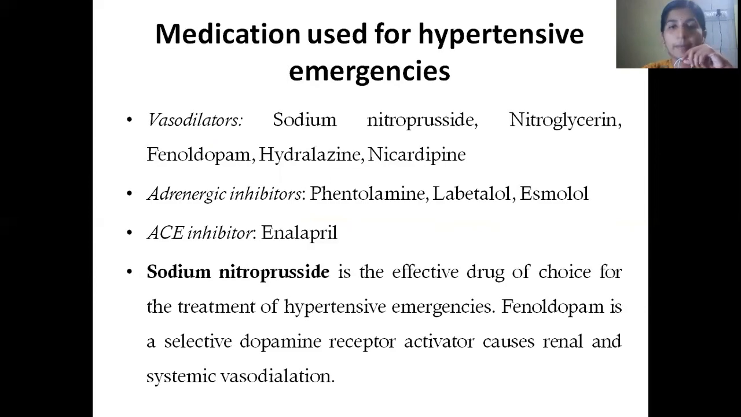So what are the common medications we can use for a hypertensive emergency patient? Usually we start with a vasodilator such as sodium nitroprusside, nitroglycerin, fenoldopam, hydralazine or nicardipine. These are the major vasodilators available in our casualties. And adrenergic inhibitors like phentolamine, labetalol, esmolol can be started, or ACE inhibitors like enalapril. Sodium nitroprusside is an effective drug of choice for the treatment of hypertensive emergency. Fenoldopam is a selective dopamine receptor activator, causing renal and systemic vasodilation. Sodium nitroprusside should also be given according to the doctor's orders with caution, as it may lead to toxic effects of nitroprusside.